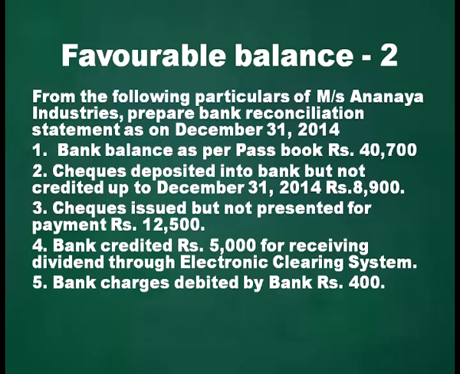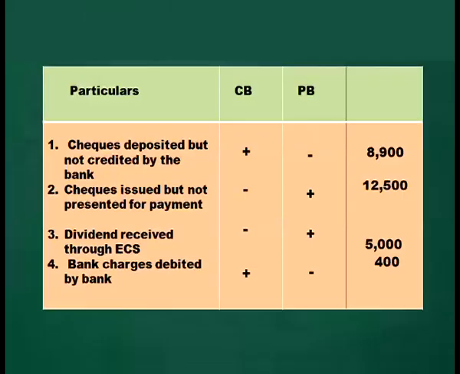Check deposited but not credited. Check issued but not presented. Bank credited dividend through electronic clearing system 5,000. Bank charges debited by bank 400. Here also you will prepare a rough sheet, and here when check is deposited, CB and PB means cash book and passbook. How it is influencing the cash book and how it is influencing the passbook.